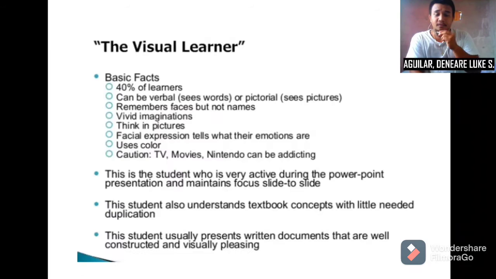The visual learner. Basic facts. 40% of learners can be verbal, sees words, or pictorial, sees pictures. Third, remembers faces but not names. Fourth, vivid imaginations, think in pictures. Facial expression tells what their emotions are. Use color. Caution: TV, movies, Nintendo can be addicting.